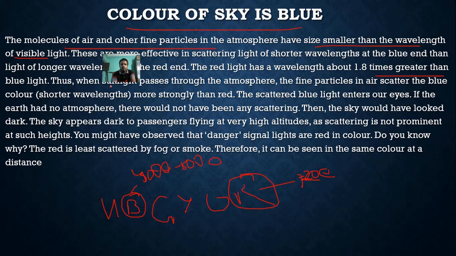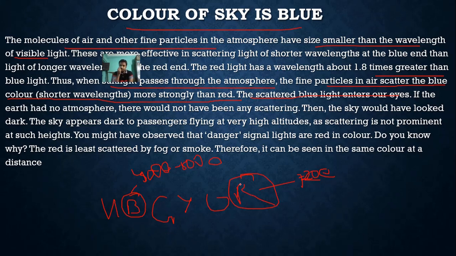Thus, when the sunlight passes through the atmosphere, the fine particles in the air scatter the blue color of shorter wavelength more strongly than the red. The scattered blue light enters our eyes, and thus we see the blue color of the sky. If the wavelength of the red color had been less as compared to blue, then we would have asked why the color of the sky is red and not blue.